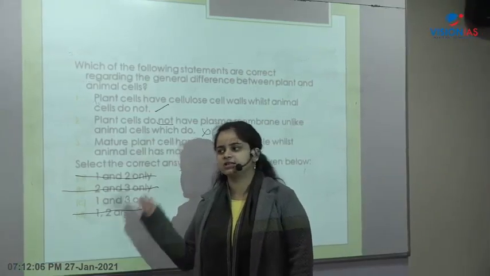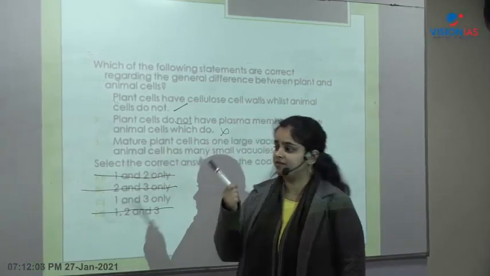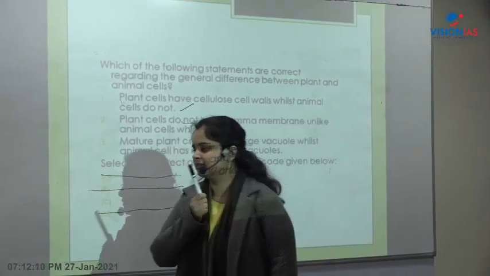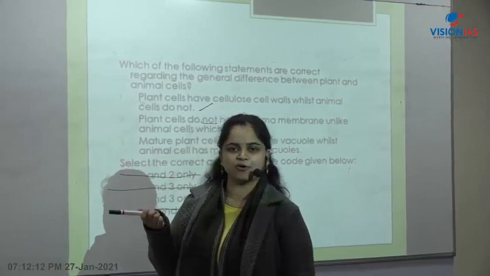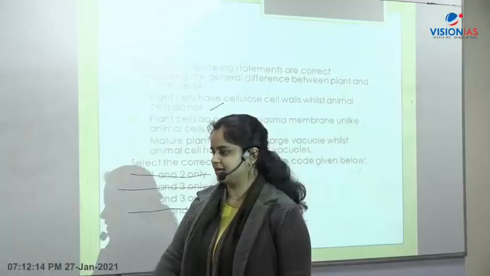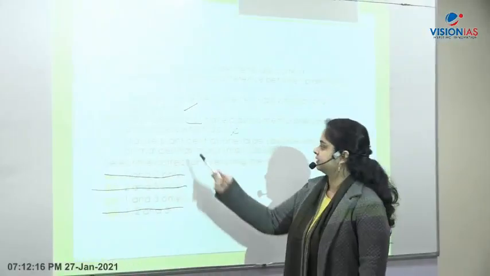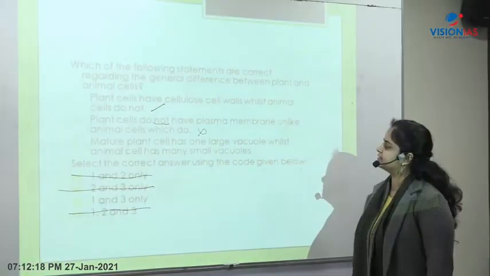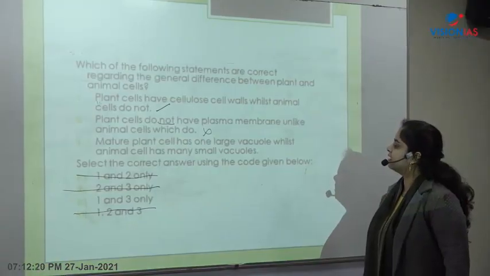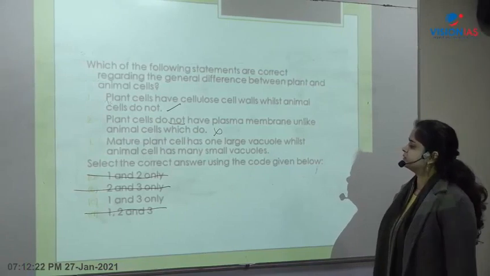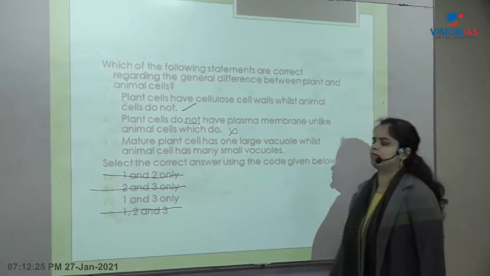The answer is C. There is no other choice. And I'm very happy to see I have a 100% score on my audience poll. Everybody has marked C. Very good. The last statement says mature plant cells have one large vacuole while animal cells have many small vacuoles.